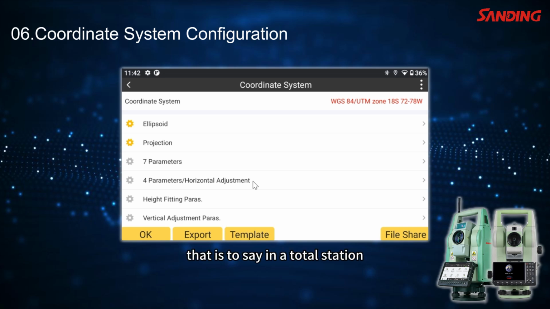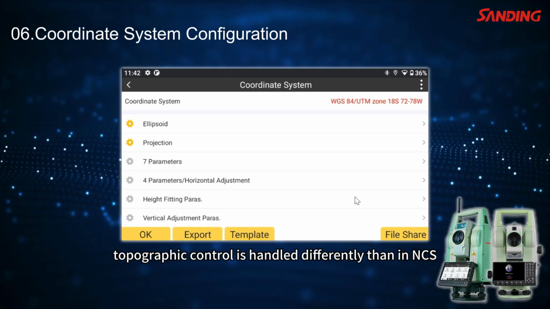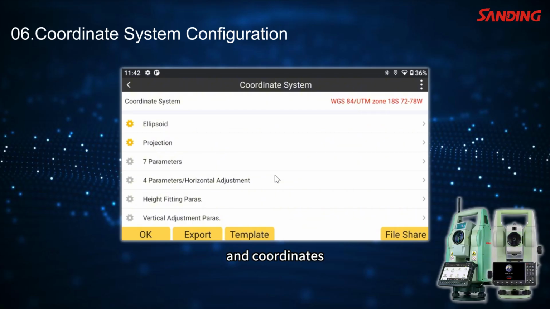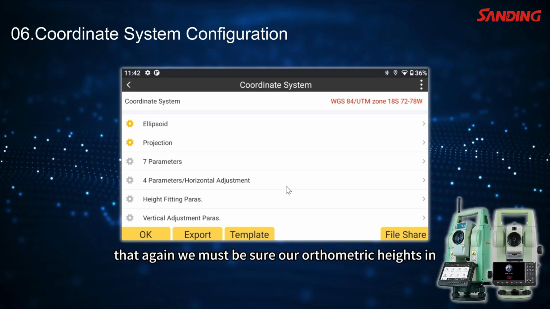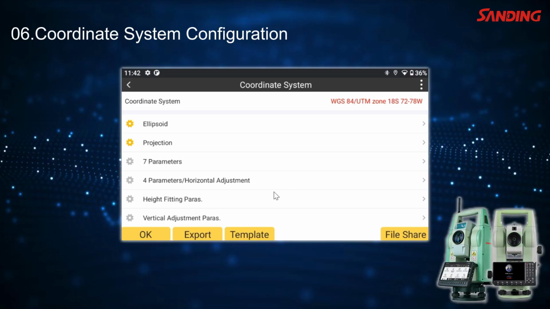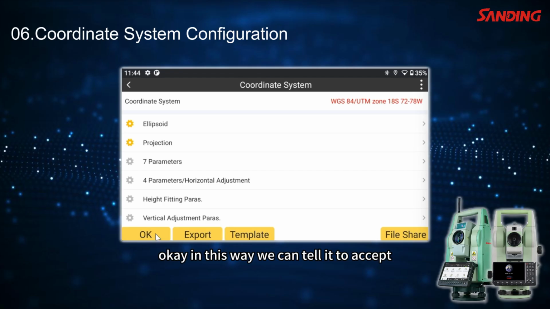That is to say, in a total station, topographic control is handled differently than in ARCSurv, since the station is going to be tied to those points and coordinates that again we must be sure are orthometric heights in topographic Cartesian plane coordinates. Okay, in this way we can tell it to accept.